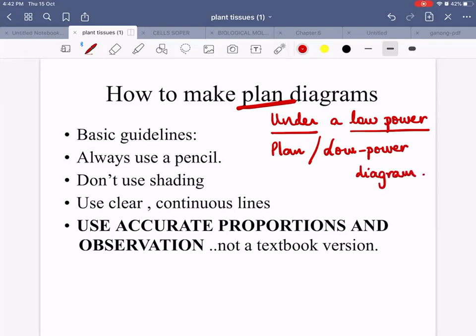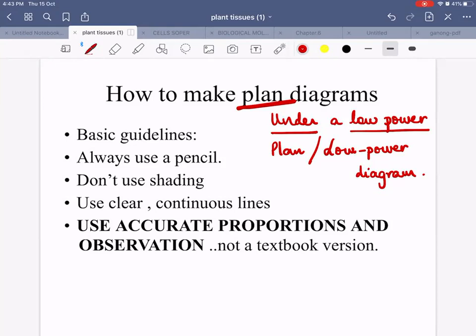The basic guidelines for drawing any diagram is that you always use a sharpened pencil. The more sharpened your pencil is, the greater are the chances that you will make fewer mistakes as far as drawing the diagram is concerned. You are not allowed to shade cells. No shading is allowed. As your pencil is sharpened, you'll be drawing clear, continuous lines. Your lines should not be broken. And you have to use accurate proportions and your own observational skills in drawing a plan diagram.